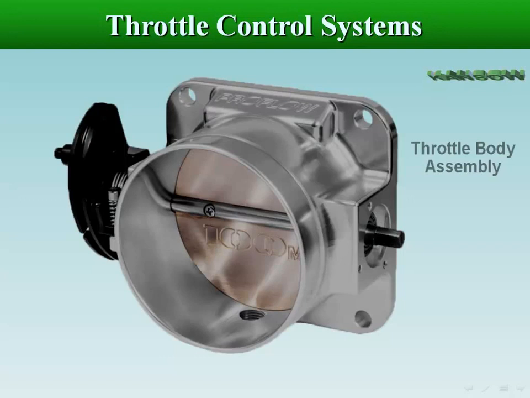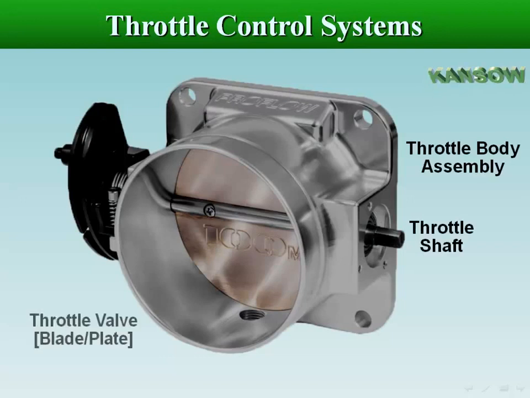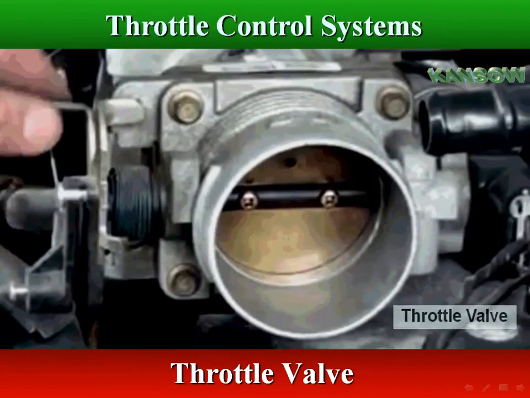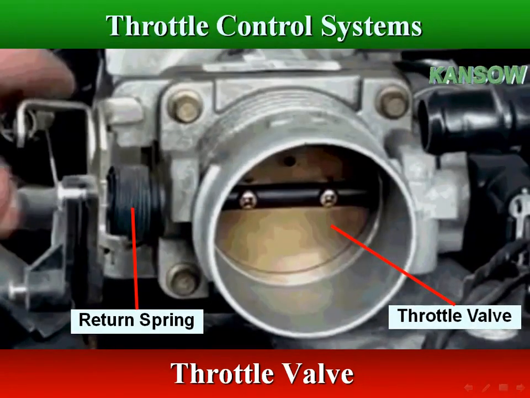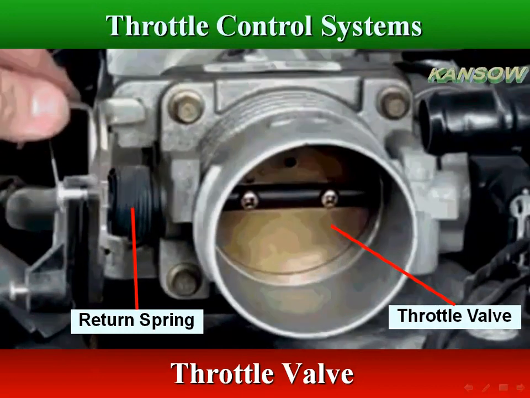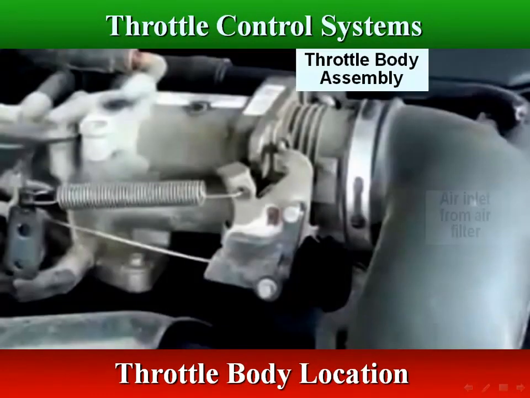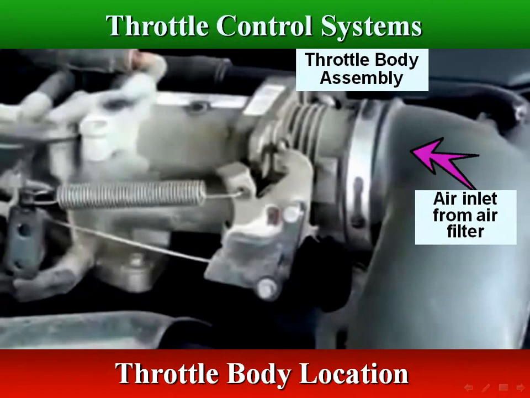A throttle is a butterfly valve, housed in a throttle body, and operates by either a cable connected to the accelerator pedal or an electric motor via the ECM, and is loaded by a spring. The throttle body assembly controls the amount of air going into the engine, and is located between the air filter or the air cleaner and the intake manifold of the engine.